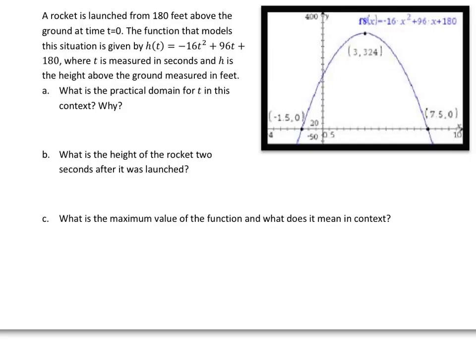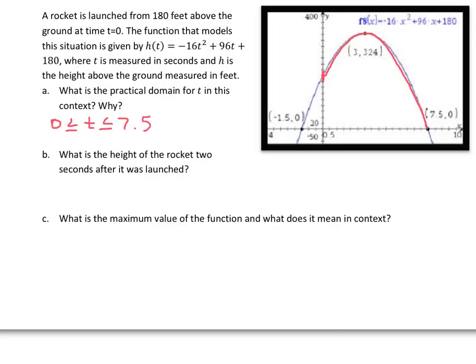Well, the rocket is being launched 180 feet above the ground, so right about here, and that starts off when t equals 0. So t is going to be equal to 0 at the beginning of our practical domain, and then the rocket goes up and then hits the ground. Now once it hits the ground, it's not going to keep going down into the ground, or if it did, it wouldn't go along the same path. So then we can say that the practical domain is when t is between 0 and 7.5.